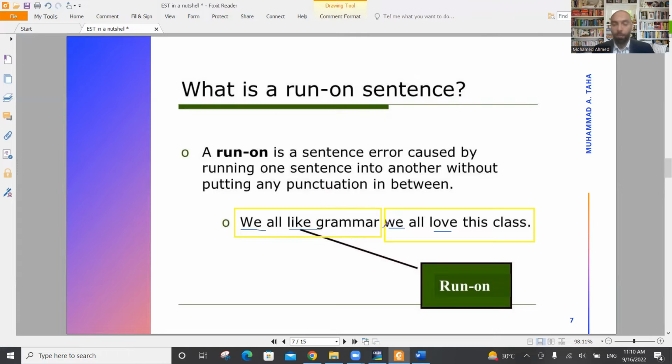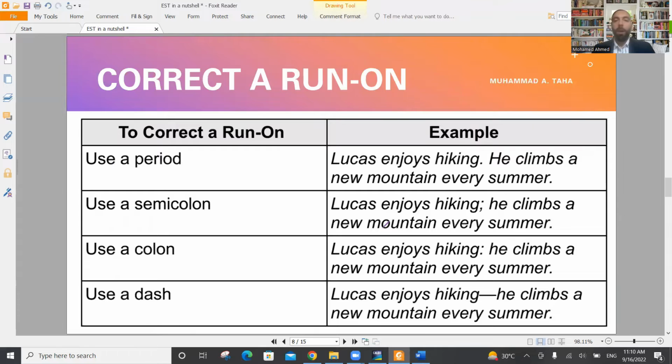So what can I do? We have many things to do. The first and the easiest thing is to put a period, or sometimes we call it full stop. Put a full stop after the first sentence and start the other one with a capital letter. Like here, Lucas enjoys hiking. It's a sentence. And we added here, this is the full stop. And here, the other one started with capital letter. So we have two separate sentences. I don't have any problem. Lucas enjoys hiking. He climbs a new mountain every summer. I don't have any problem.